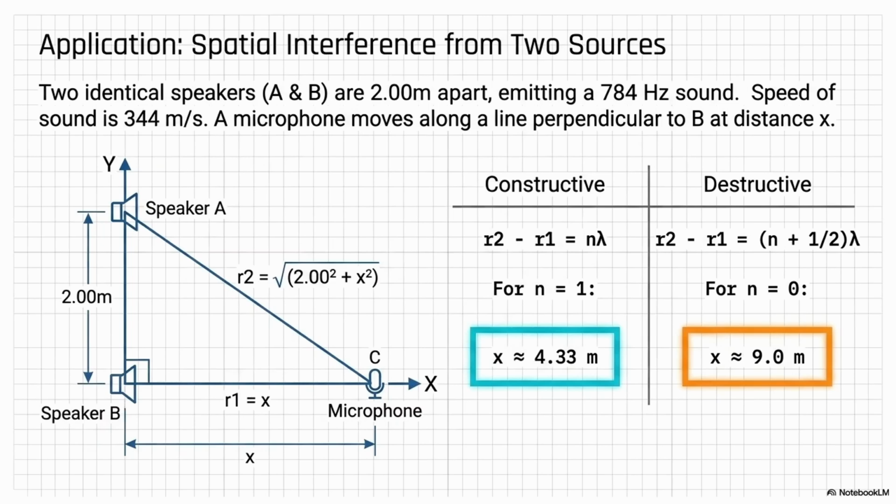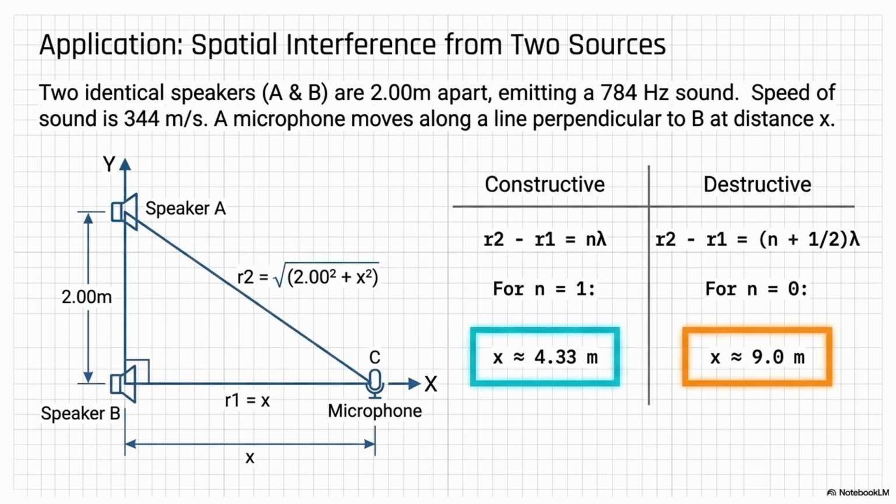So on the slide, it shows that setting the path difference, R2 minus R1, equal to exactly one wavelength gives us our first constructive loud spot. Yeah, and when you crunch that algebra, you find that loud spot is at x equals roughly 4.33 meters. But then for the destructive dead zone, we set the difference to half a wavelength. Right, 0.5 times lambda. And solving that shows total silence at x equals roughly 9.0 meters. So you can be standing 9 meters away with two speakers blasting at you, and the microphone picks up nothing.